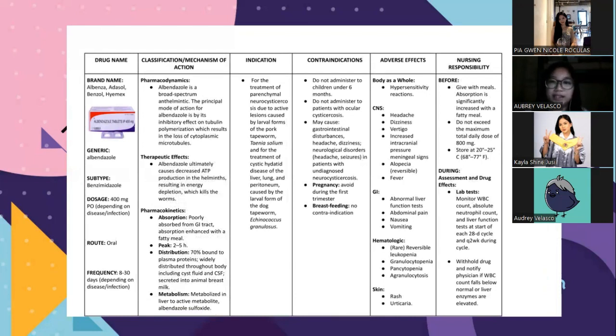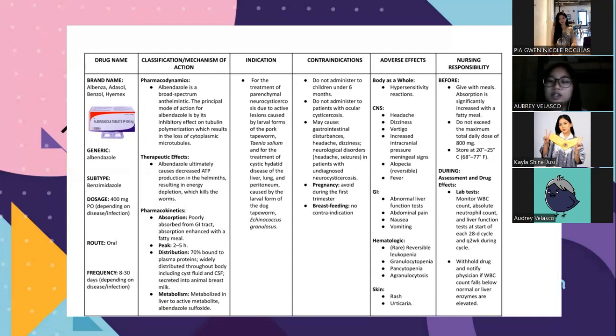Next are the indications: for the treatment of parenchymal neurocysticercosis due to active lesions caused by larval forms of the pork tapeworm, Taenia solium, and for the treatment of cystic hydatid disease of the liver, lung, and peritoneum caused by the larval form of the dog tapeworm, Echinococcus granulosus. So usually it's for worms, like I've said.